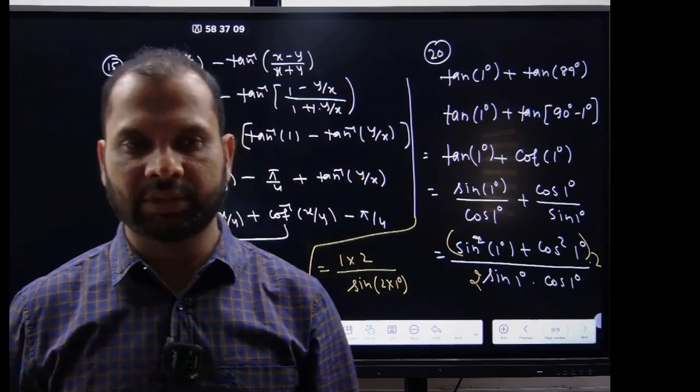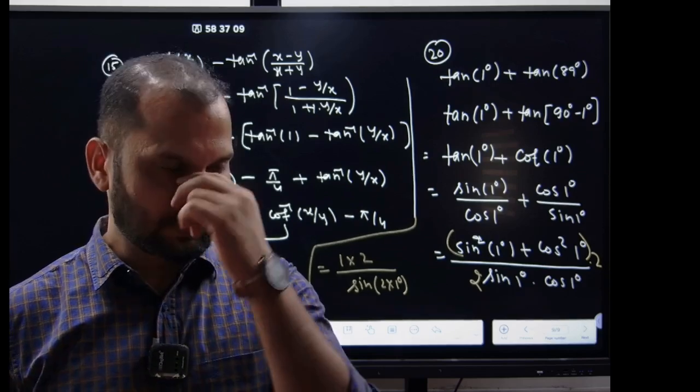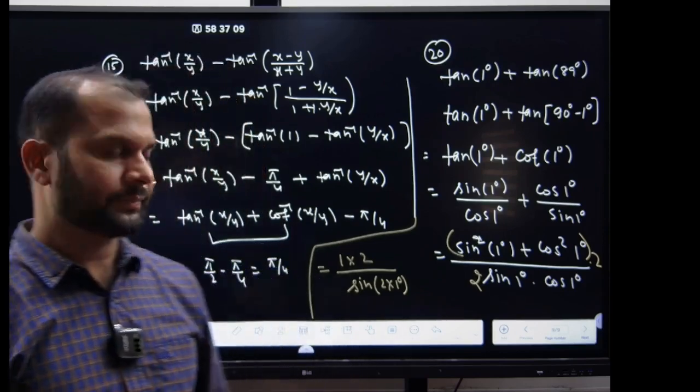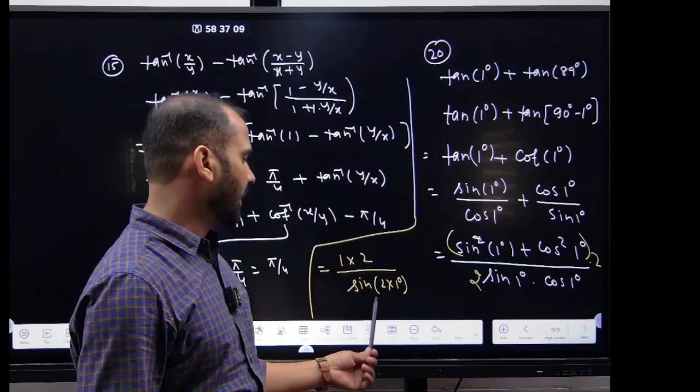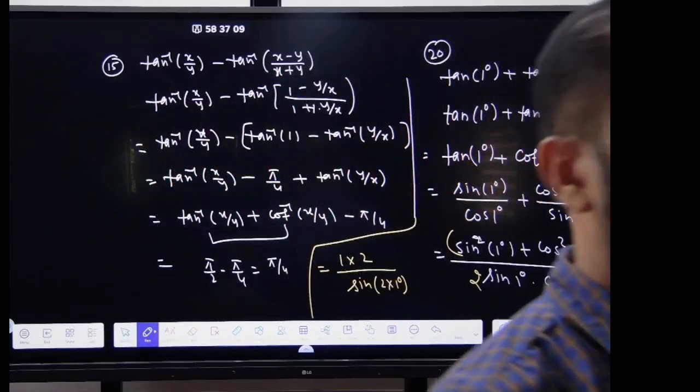Do you know sine 2 theta? 2 sine theta into cos theta. Note it down if you don't know. 2 sine theta into cos theta is sine 2 theta. So 2 divided by sine 2 degree will be the answer. 2 divided by sine 2 degree.